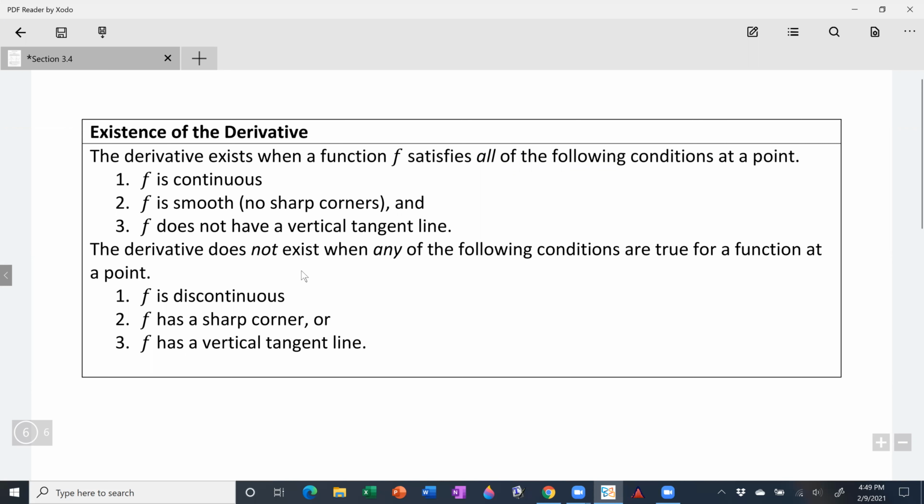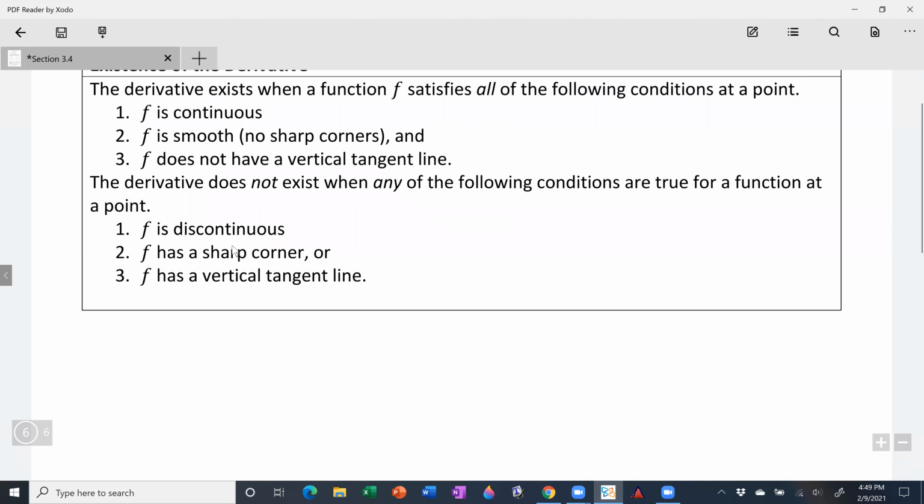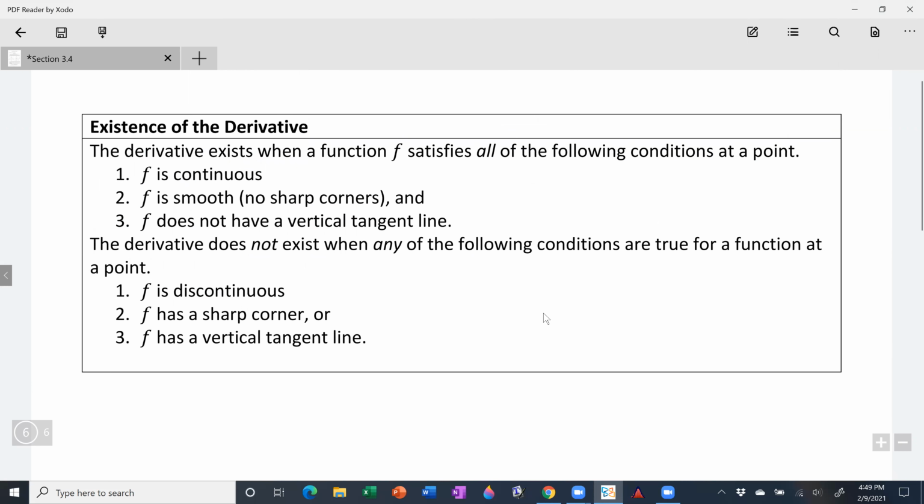The derivative does not exist when any of the following conditions are true for a function at a point. If f is discontinuous, then obviously there's no slope there, so the derivative doesn't exist. A sharp corner automatically fails having a derivative at that point, and a vertical tangent line automatically fails. So the derivative exists only if all three of these are satisfied, and if any one of these three happens, the derivative does not exist there. Very important topic in section 3.4, the derivative.